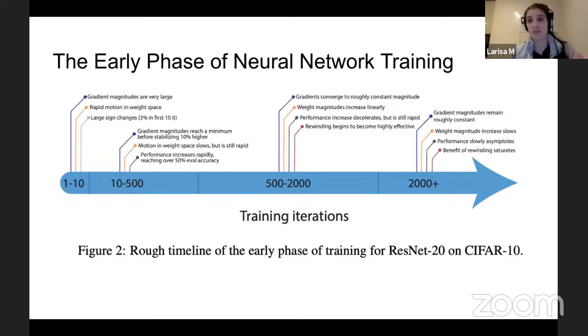And then we have the final stage. The gradients' magnitude is still roughly constant, weights don't change much, and performance is very close to the final value. Here, the benefit of rewinding saturates. It means there aren't many reasons to carry on with training. Even if you carry on for longer, the mask for the lottery ticket will with very high probability be pretty much the same. So this is a very interesting paper in terms of what's going on during the training.